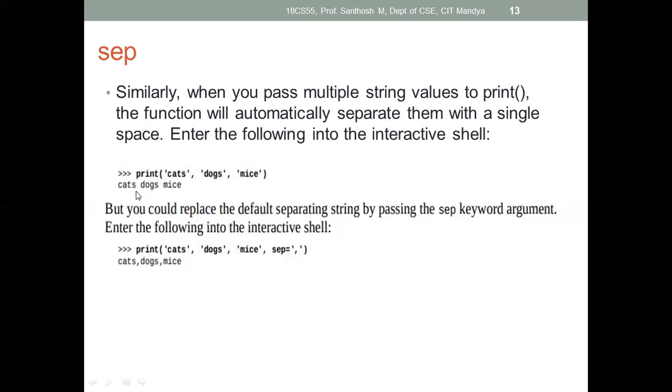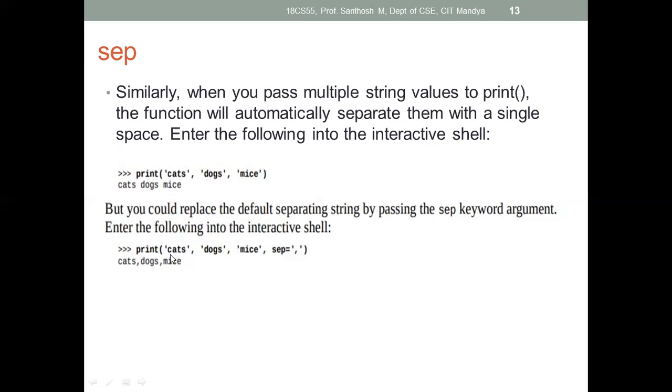After cats, one white space, because each string by default is followed by a space. And then after dogs again a white space, but I don't want to print like this. I want to print like this, which means after cats I need a comma. If you want a semicolon, you can use a semicolon. If you want to put a comma or colon between the multiple string values, we have to use the sep keyword argument in Python programming.